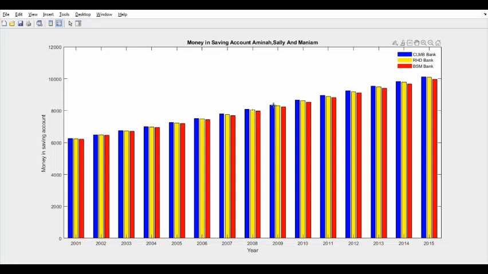This is the final answer and the graph for money in savings account. The red bar represents BSM bank, the yellow one is for the RHD bank, and the blue color is for CLMB bank. So this is the graph for 2001 to 2015.